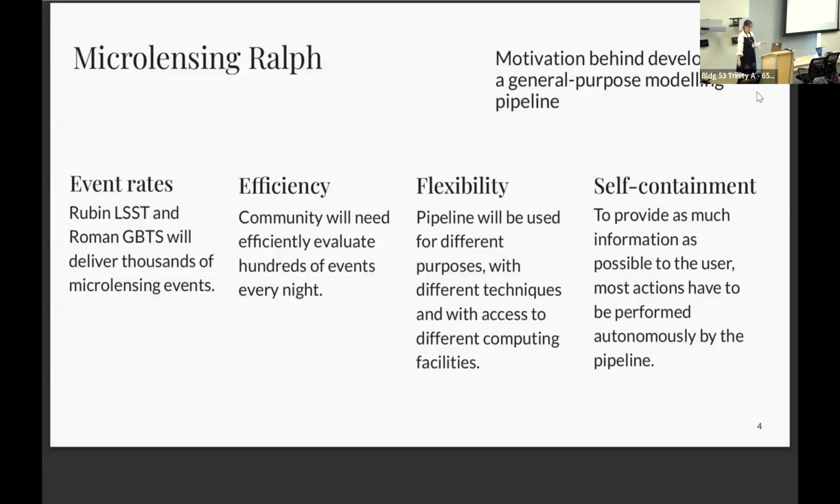Third thing is the flexibility. The pipeline has to be able to accept different types of packages that people prefer, and has to be used for different purposes. And also it has to run in different types of environments, including cloud or computer. And finally, it has to be self-contained. It has to provide as much data and information as possible to the user without their intervention, so they can make a final decision at some point later.